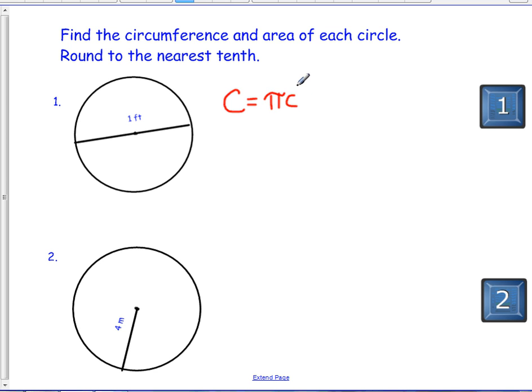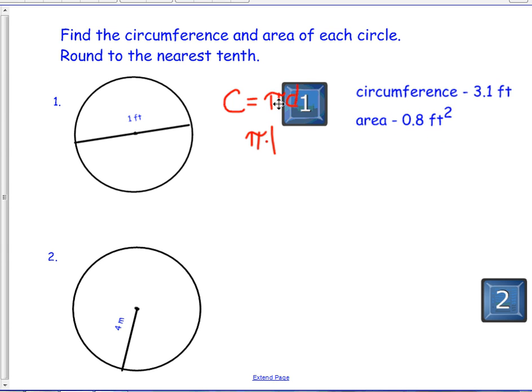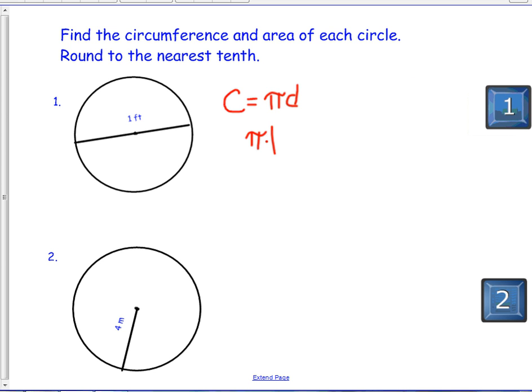Okay. All right. So if I were to do pi d, it would be pi times the diameter, which is 1. Okay. We're multiplying those. And if we did 3.14 times 1, it would just be 3.14. So let's check it. The circumference is, they rounded it, 3.1 feet.